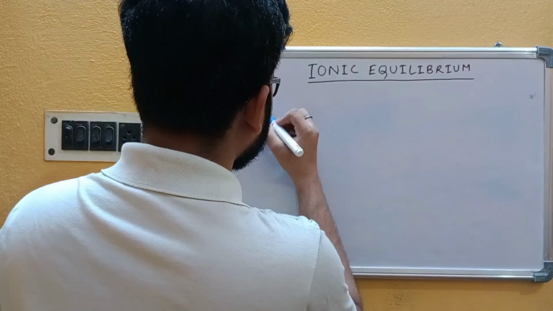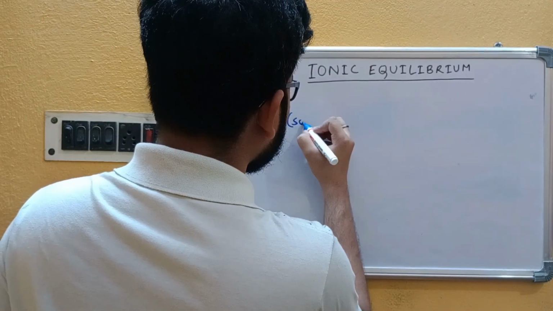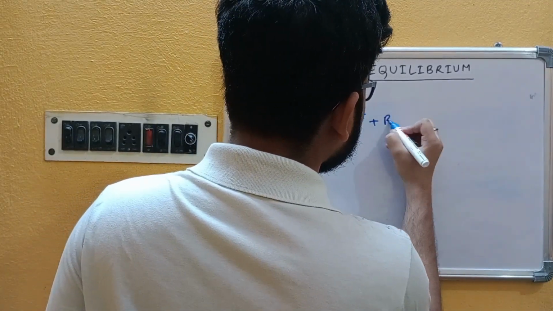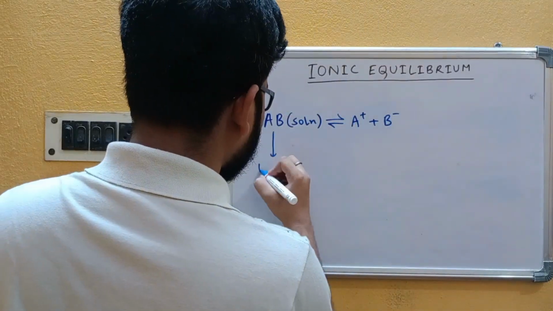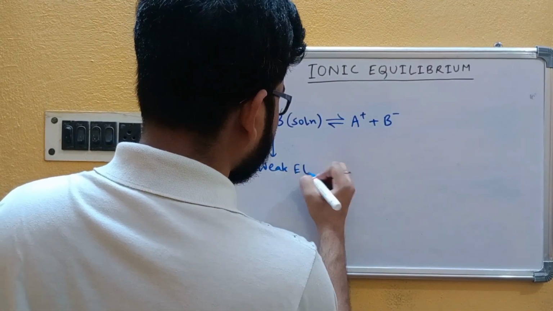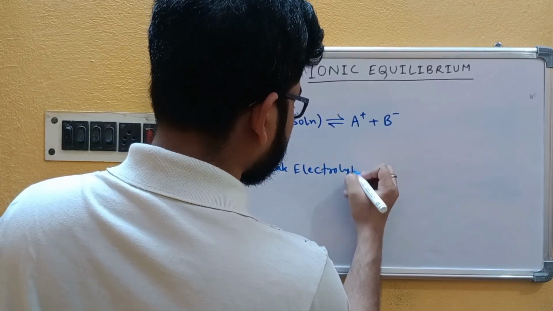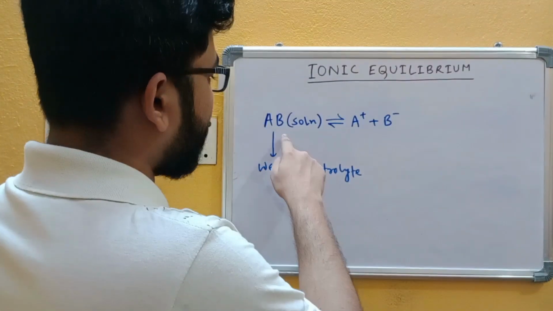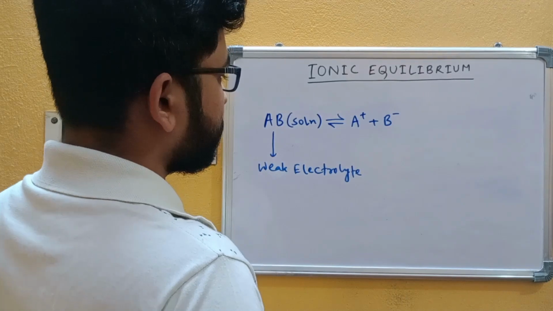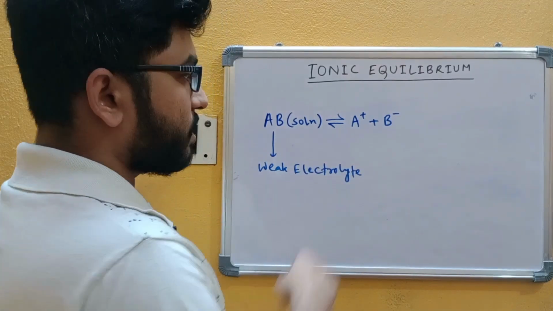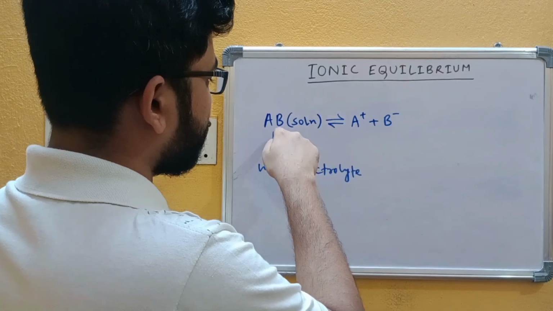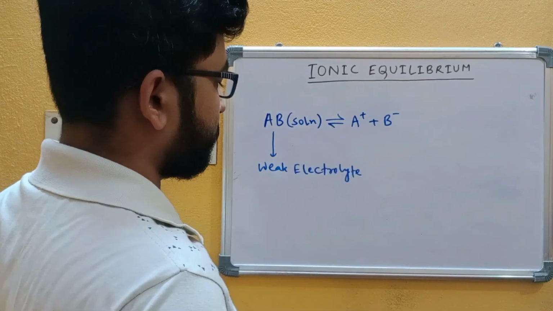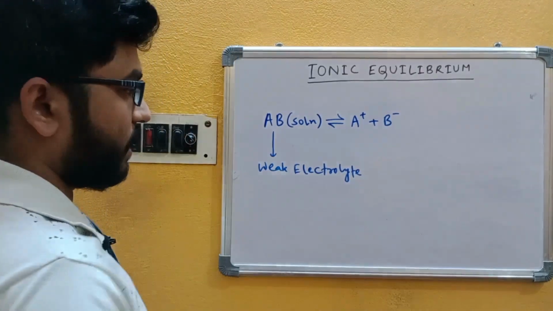For an example, AB in solution state partly dissociates to A plus and B minus, where AB is a weak electrolyte. As AB is a weak electrolyte, it partly dissociates to A plus and B minus, and after it reaches equilibrium, these ions recombine to give the undissociated species again. That's why we keep this reversible sign, and that is valid only for weak electrolytes.